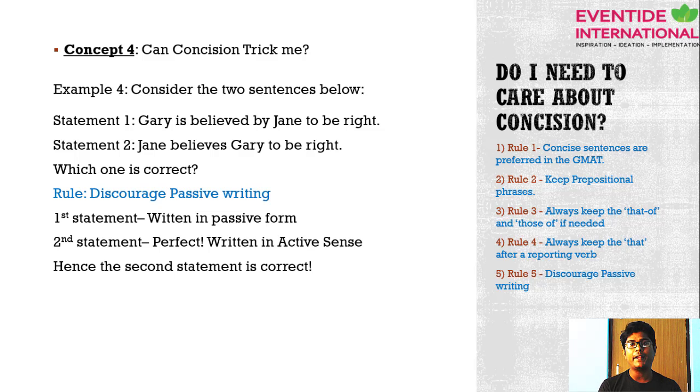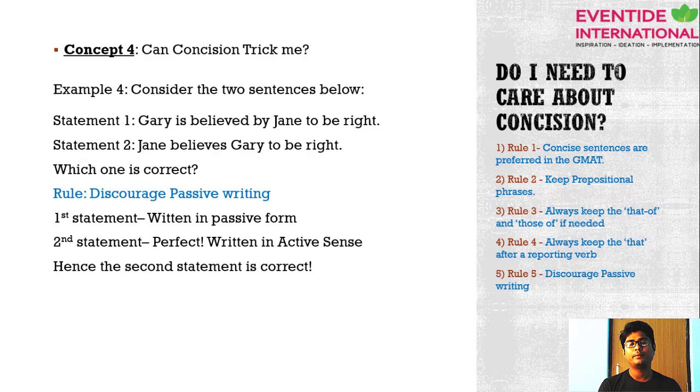However, be very careful. The GMAT may actually trick you into choosing the option with active voice, but putting a small grammatical error in the option. So every time, it's not that the option with active voice is the correct option. Look for grammatical errors first and then apply this rule. This brings us to the end of this chapter. We have understood 5 important rules about concision.